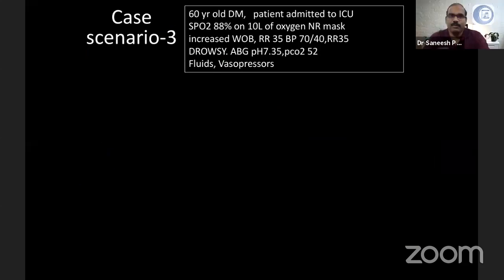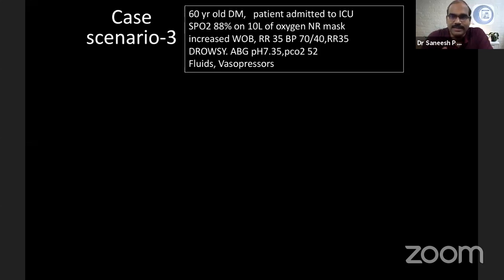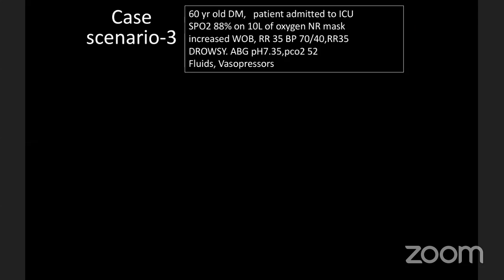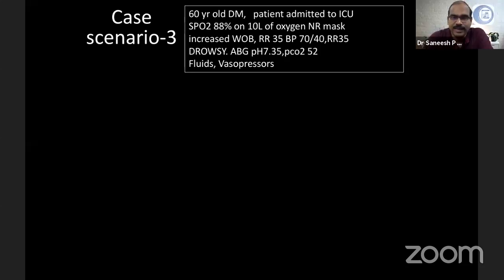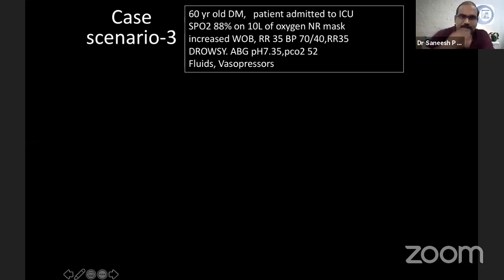Can you take one more scenario? Yes, sir. Okay, fine. So scenario number 3: 60-year-old diabetic patient admitted to ICU, saturating 88% on 10 liters of oxygen, non-rebreathing mask, increased work of breathing, tachypneic with a 35 respiratory rate. Blood pressure has dropped to 70 by 40. And he's drowsy. Blood gas shows a pH of 7.35, PaO2 of 52. You have started fluids and vasopressor. So what do you do, sir, next?